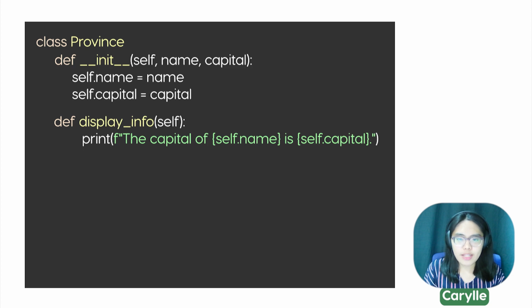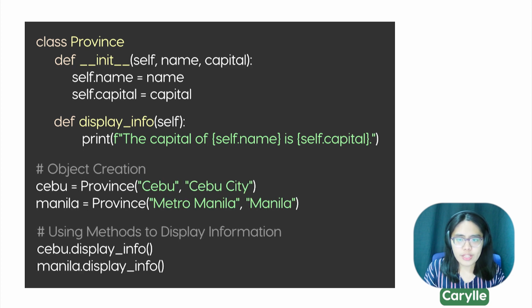Now, we will create objects for our main program. Note that the province class serves as a blueprint for creating province objects. The variables you see in the brackets correspond to the attributes we had previously initialized for this class. After creating our objects, we can now use the method we defined earlier. We do this by typing out the displayInfo method after the objects we created. This will then print their attribute information on the terminal.